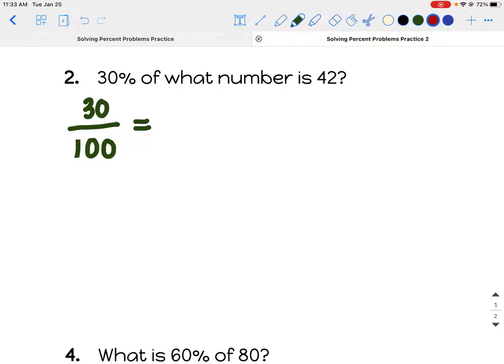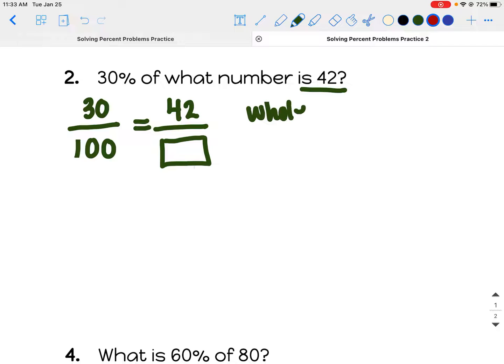So we know that 30% of some number is 42, right? That means we're looking for the whole. We're saying, well, 30% of what number is 42? We're looking for that 100%. All right, so in this case, we are clearly looking for the whole.